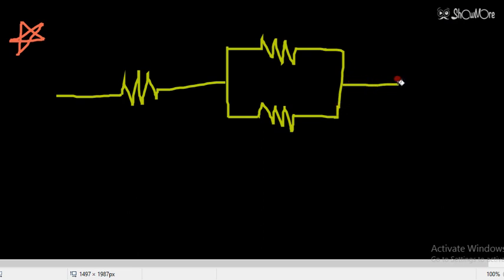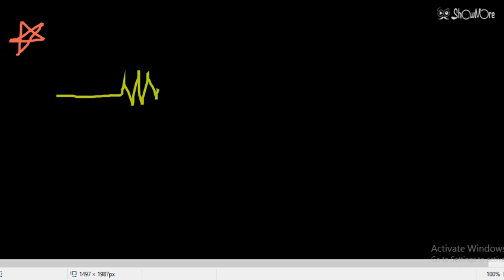So students, first of all, let me discuss the parallel combination. Firstly, let's discuss the parallel combination, then we will see this. So parallel combination, let's see a diagram.